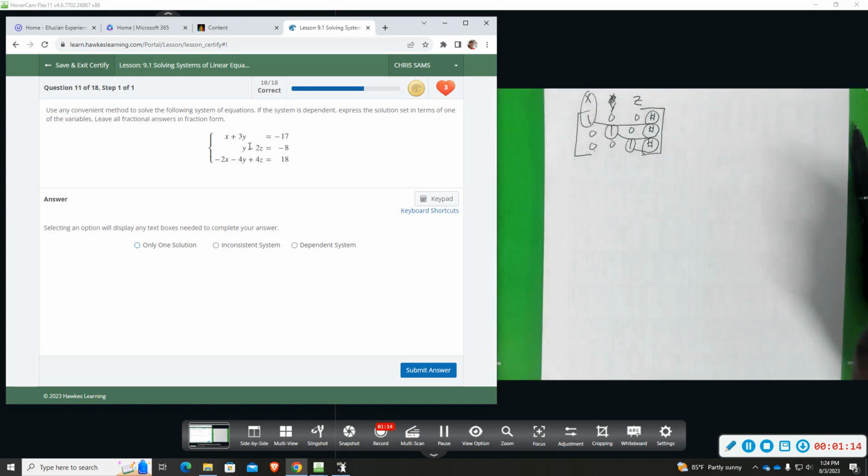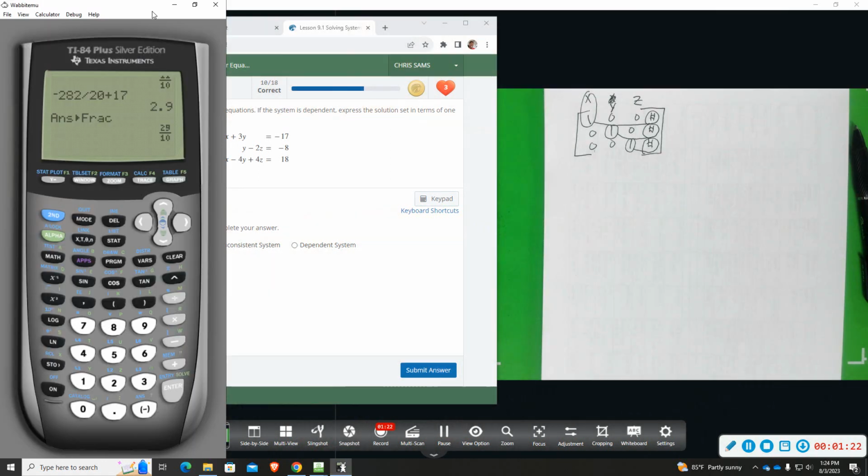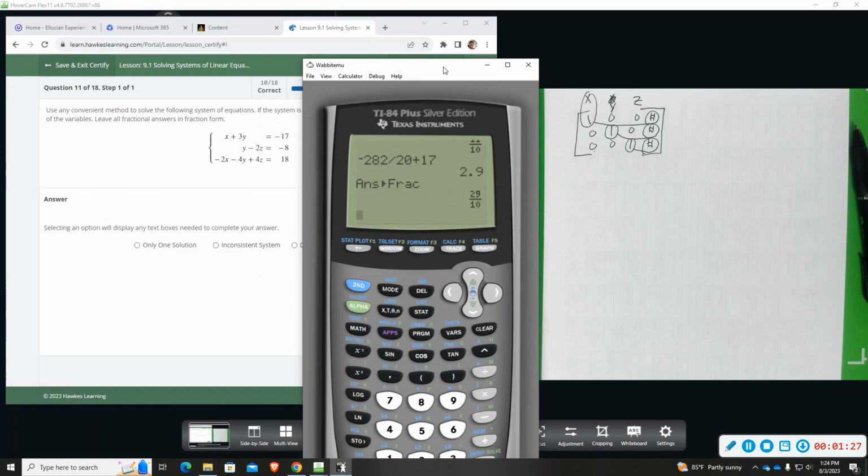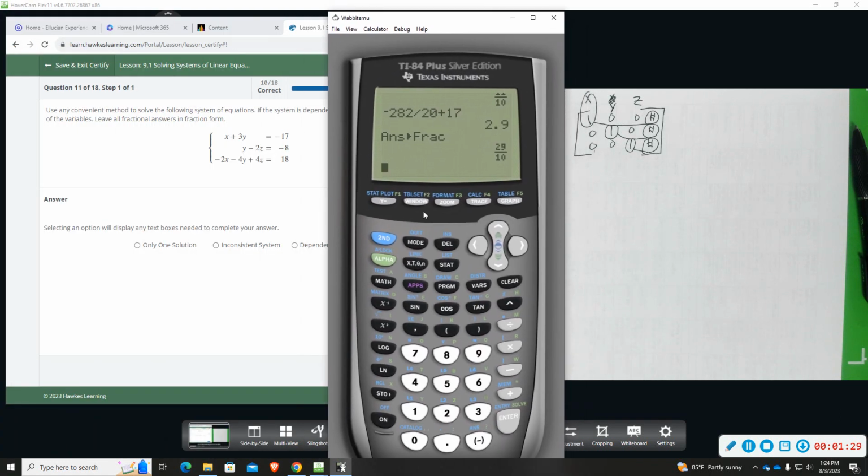So let me show you how to do this with the calculator. Hopefully we don't have some weird dependent system, and it'll work out really nice. But I will go back to doing it by hand because I know some people may not like the calculator or have it or be able to use it very well. So just like we did with two systems, we're going to do the same thing with 3.